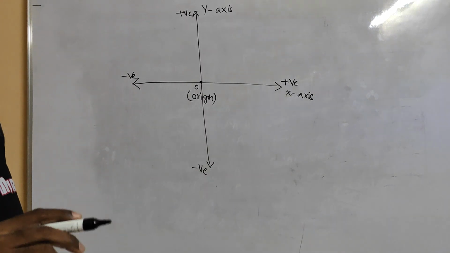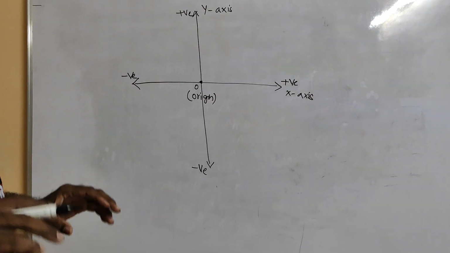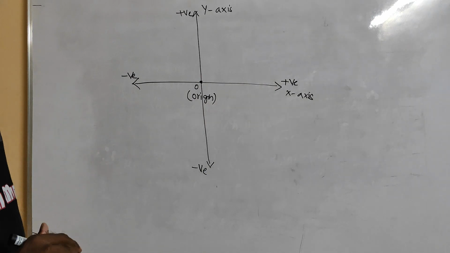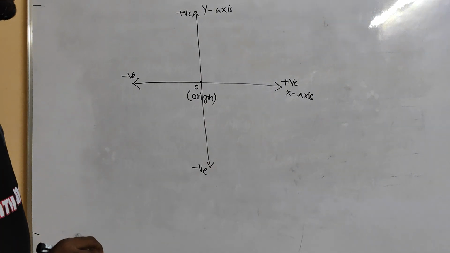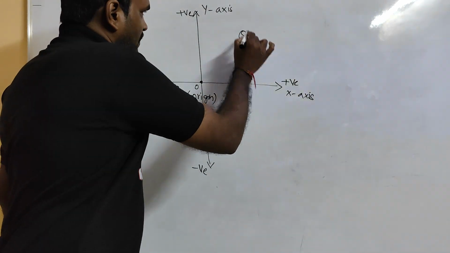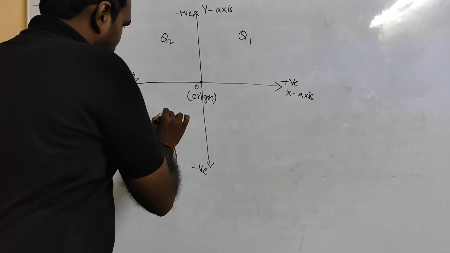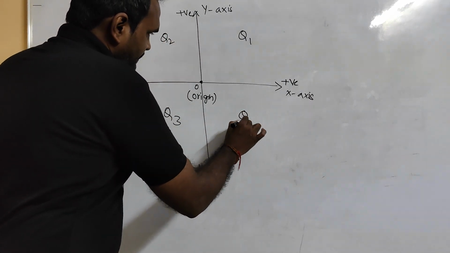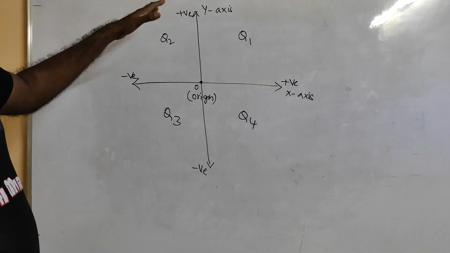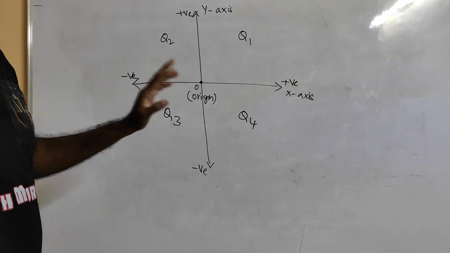Okay, next, see how to plot any point in the coordinate axis, or in the coordinate system. For example, this is quadrant 1, this is quadrant 2, this is quadrant 3, and this is quadrant 4. That means these two lines divide the plane into four quadrants: quadrant 1, quadrant 2, quadrant 3 and quadrant 4.